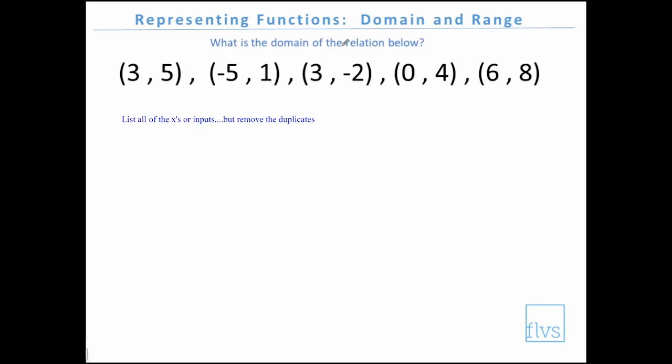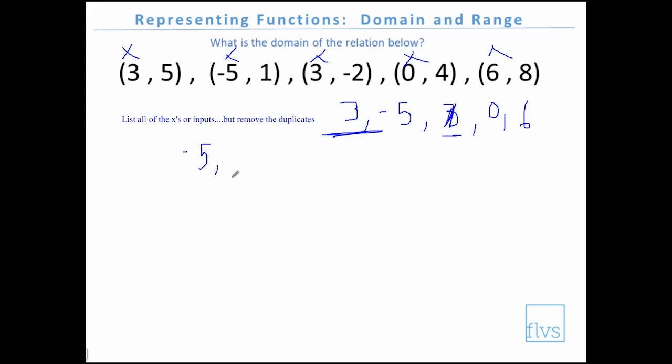So if you're looking here, if I initially just write them all out, I've got 3, -5, 3, 0, and 6. I'm literally grabbing all of the X's, all of the inputs from each of these ordered pairs. But as you can see, I've got a duplicate 3. We would not list it twice. So from least to greatest, I'm going to start with that negative number: -5, 0, 3, and 6 would be the domain here.